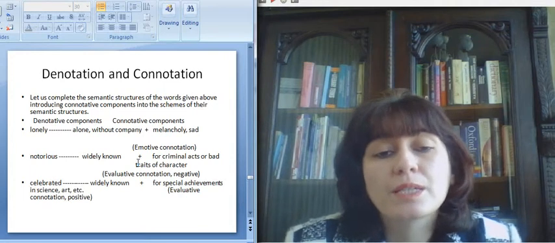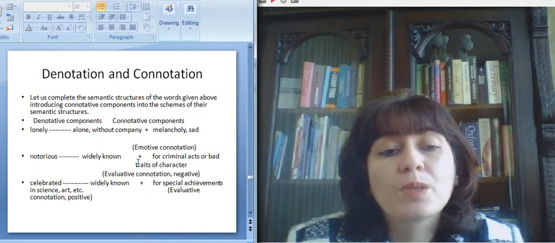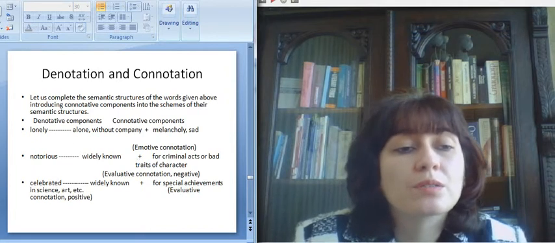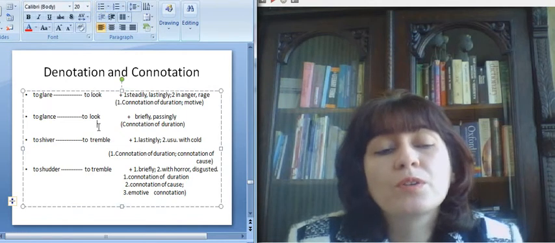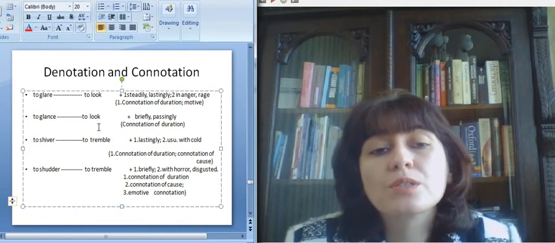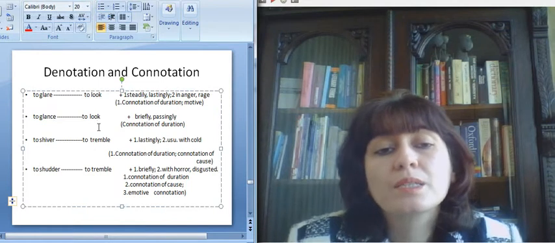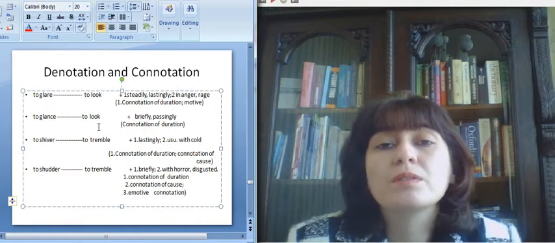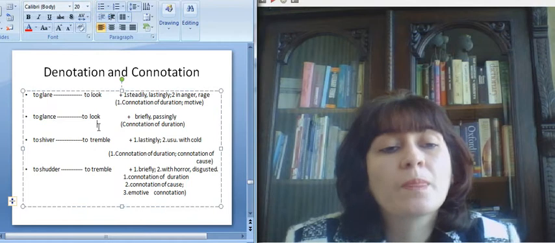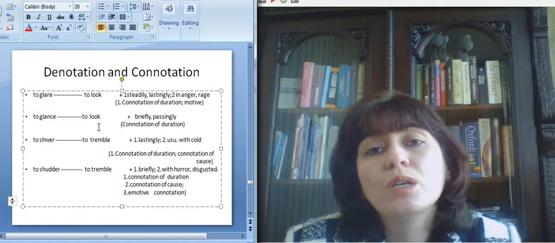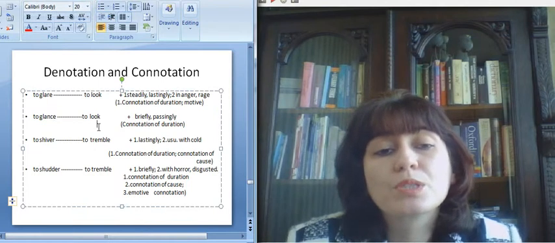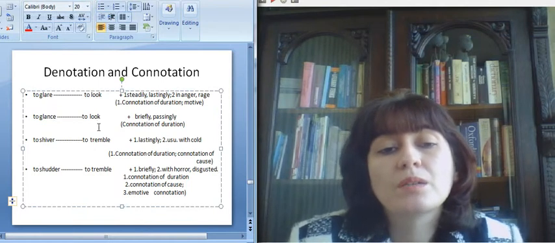The denotative component of "celebrated" is widely known, plus connotative components for special achievements in science, art, etc. So it is a positive evaluative connotation. The denotative component of the verb "to glare" is to look, plus connotative components: steadily, lastingly, in anger, in rage. So it has a connotation of duration and at the same time an emotive connotation.